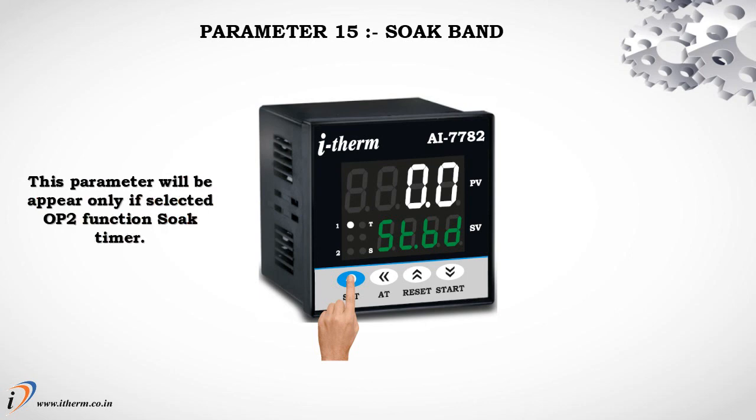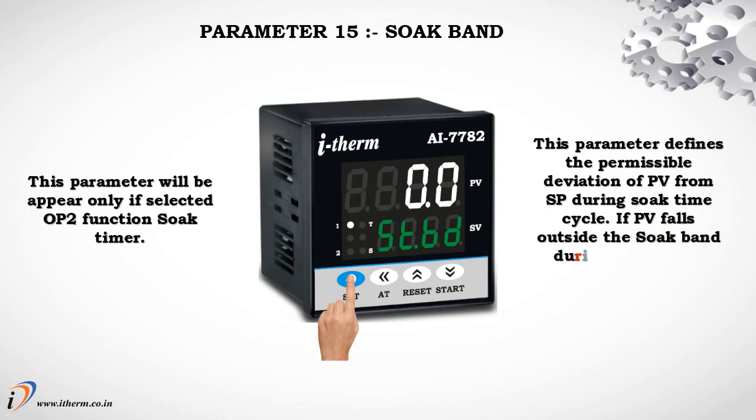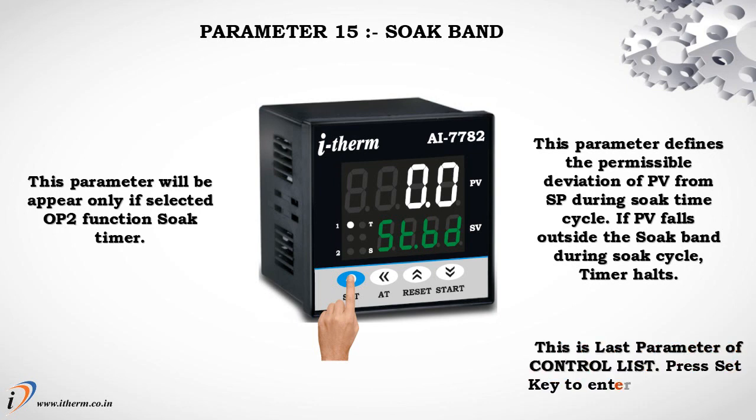Parameter 15, Soak Band. This parameter will appear only if the selected output 2 function is soak timer. This parameter defines the permissible deviation of process value from set point during the soak time cycle. If the process value falls outside the soak band, the soak cycle timer halts. This is the last parameter of the control list. Press the Set key to enter in run mode.